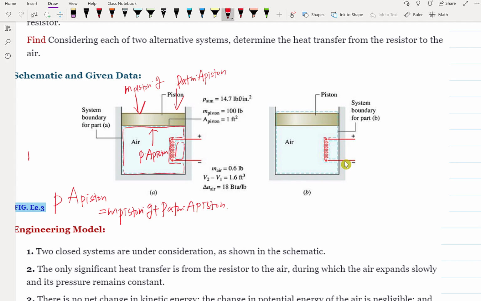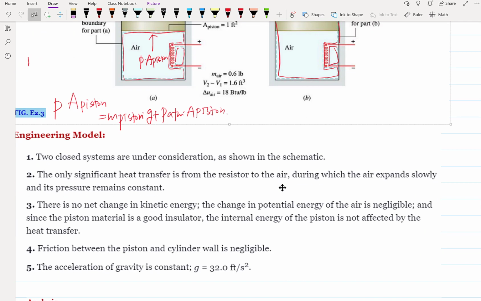So in case B, the interior surface of the cylinder forms the boundary, and we also exclude the electrical resistor. And this time the system includes the piston. So the top surface of the piston forms the system boundary. Force is applied to the system by the atmospheric pressure only, since the piston is within the system. So we are going to compare the results.